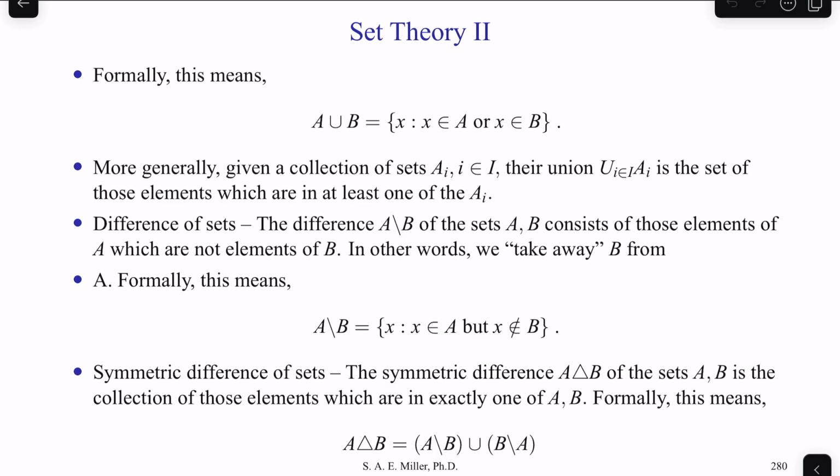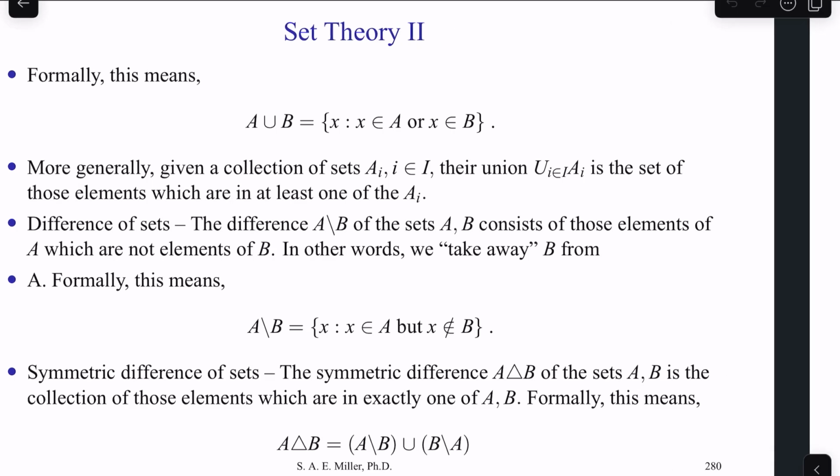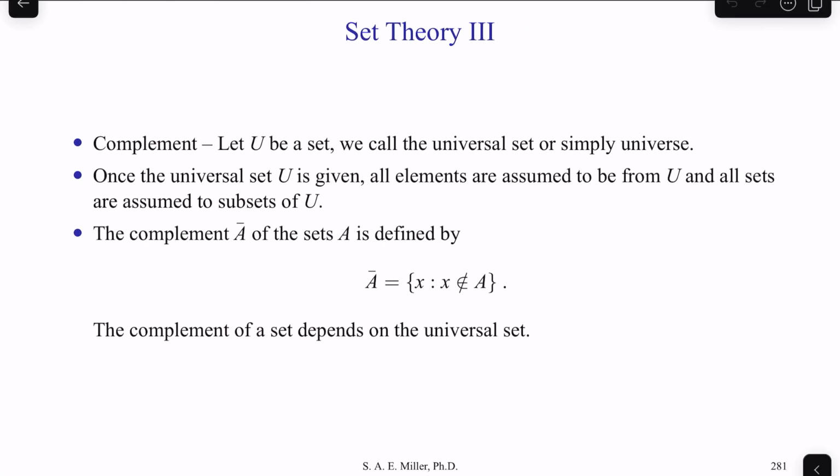Symmetric difference of sets means that there might be two sets A and B, and they would include elements that are in either A or B, but not both. It's very much like taking the union of A and B and then removing the intersection. A complement: if we're given a universal set U, the complement of set A includes all the elements in the set U that are not in A. This depends on the universal set U. It's like everything outside of A within the context of U.